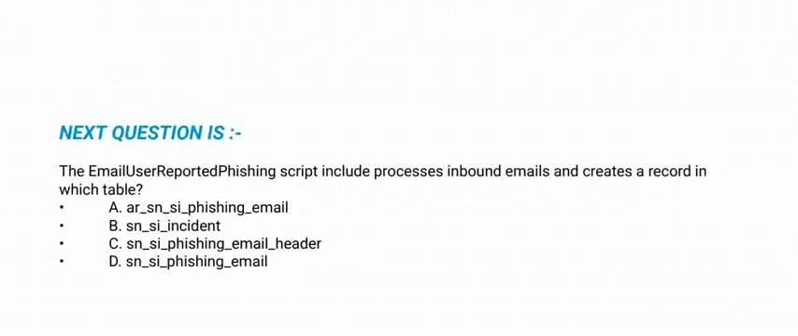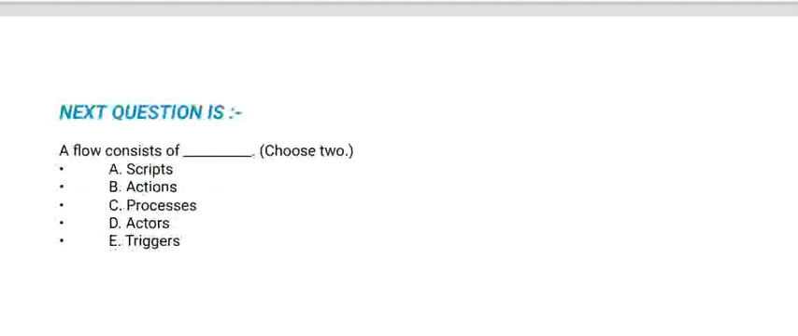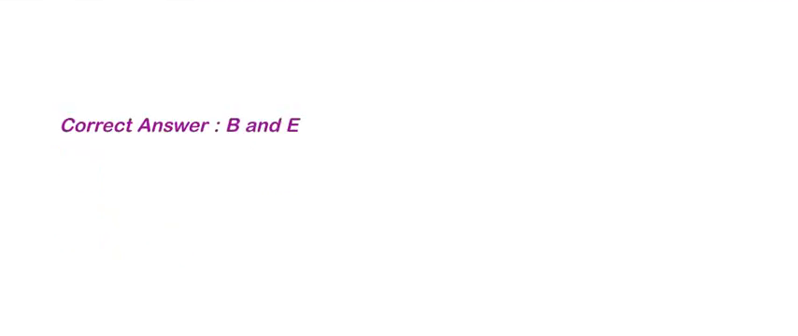Next question is, the email user reported phishing script include processes inbound emails and creates a record in which table? Please go through the options. The correct option is option A. Next question is, a flow consists of, choose two options. Options are option A, scripts, option B, actions, option C, processes, option D, actors, and option E, triggers. The correct option is option B and E.